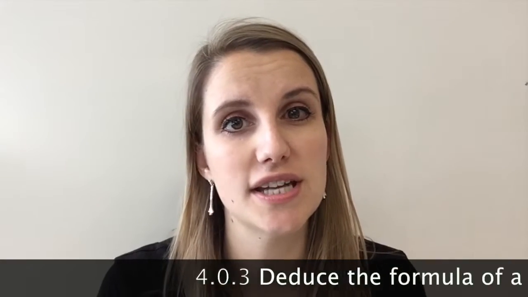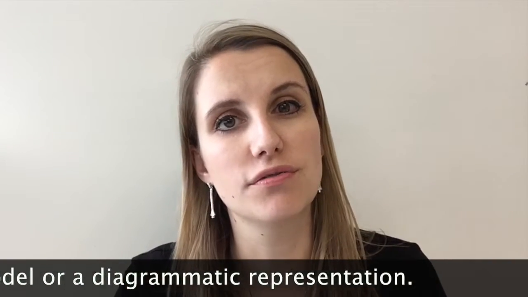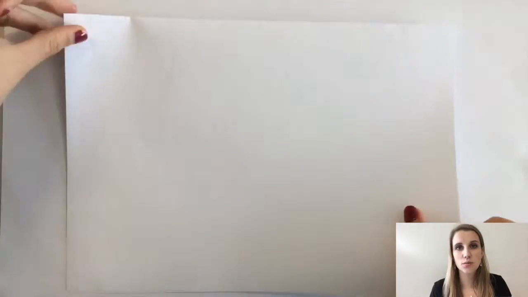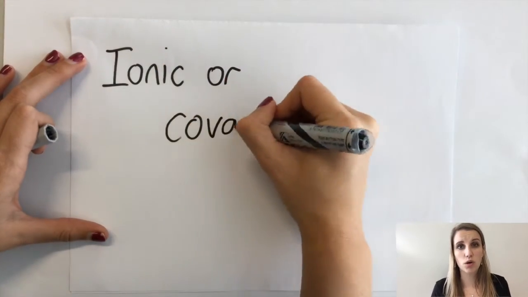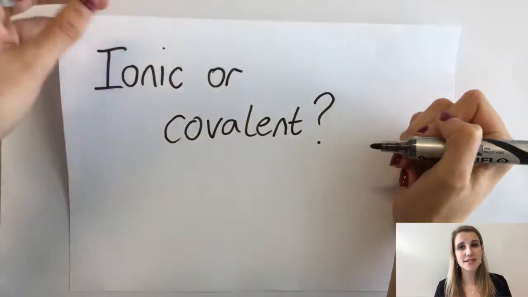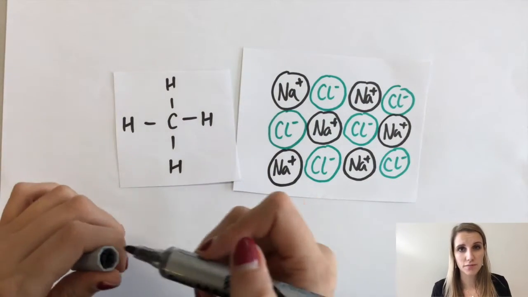Guys, this video today is all about how we get from diagrams to being able to deduce the formula of a compound. So let's get going. The first thing that we need to look at is whether the compound that we're looking at is ionic or covalent, because we treat them in slightly different ways. So let's look at these two examples here.